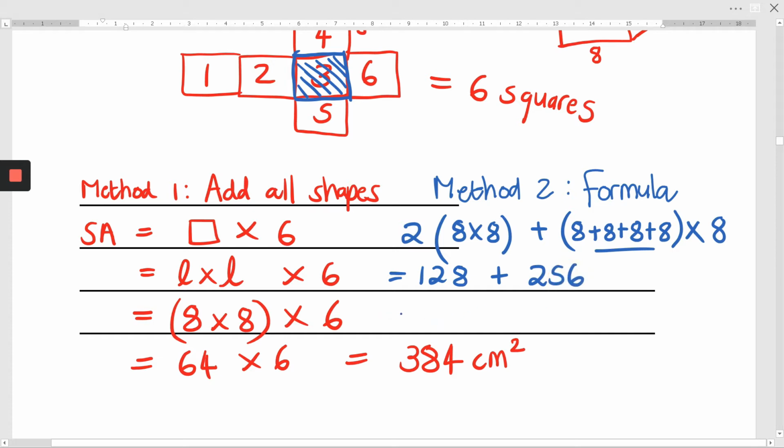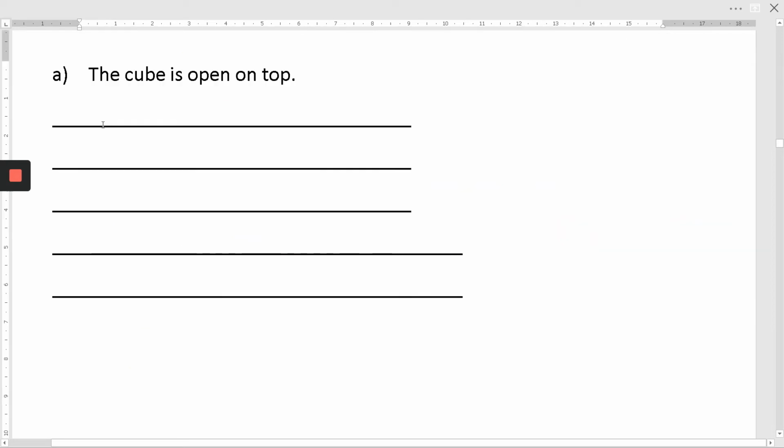Note that I'm not putting any units in until the very end. And then for my last step, I'm going to take 256 plus 128, and again, I get 384, and now I'm going to put my units in. The second question is asking me how I would do this if the cube was open on top.